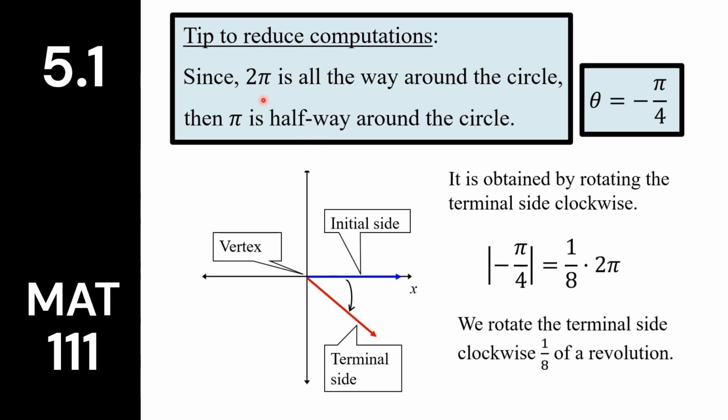We can use this tip again. Instead of thinking of it as 1/8 all the way around the full circle, we can go to our angle directly. Pi is halfway around the circle. We're breaking up that half into 4 pieces, and we're going negative 1 of them. Note that since no coefficient is shown here, the coefficient in front of pi is assumed to be 1.